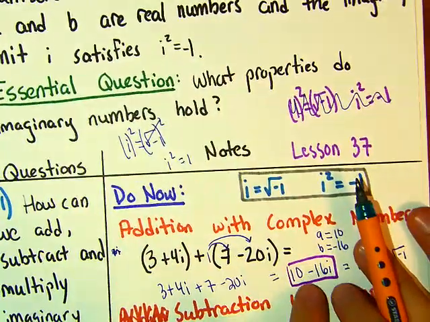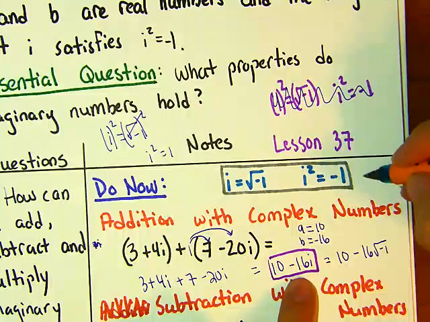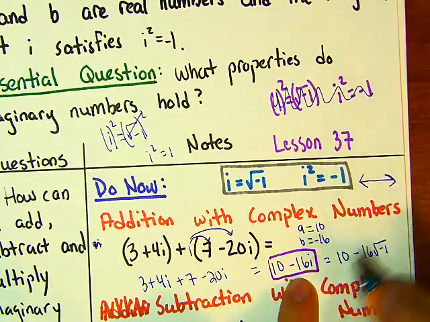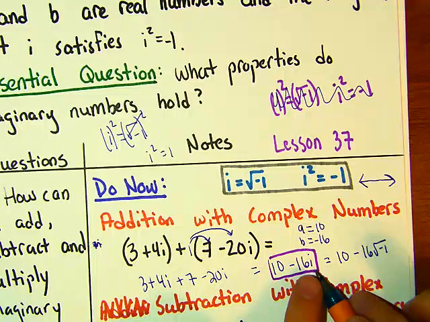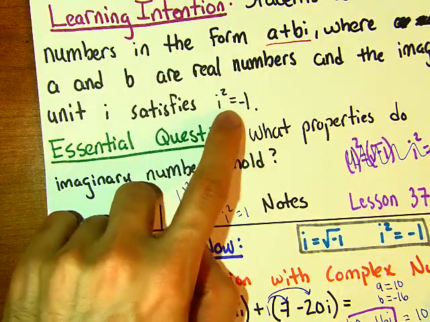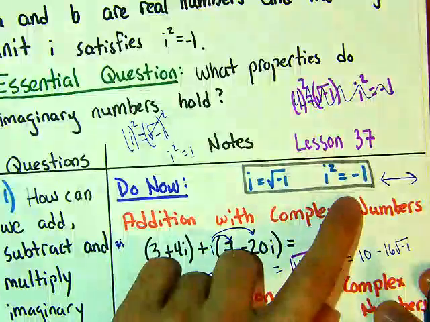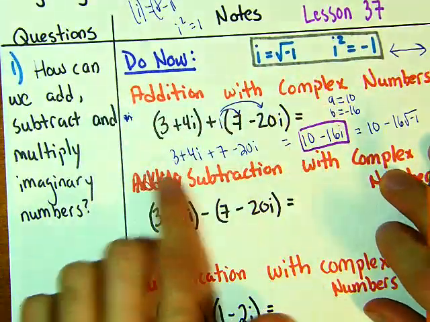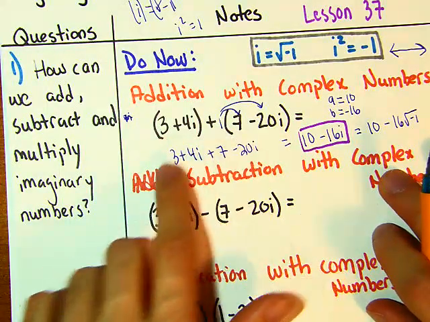What does it mean to be a real number? You have to be on the number line. If you're on the number line, you're a real number. And i is that imaginary number. i satisfies i squared equals minus 1, which we talked about over here. So this is just a feel for adding complex numbers.